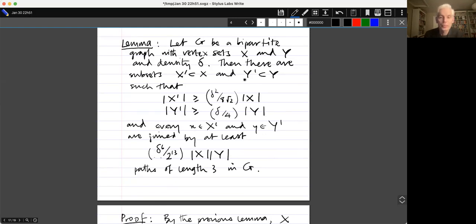Now, as I said before, the main point is that this number here is just a smallish power of delta divided by some constant. This is also, even just linear in delta. And this is, again, a not too large power of delta divided by a constant that's slightly irritatingly large, but it doesn't really matter. So, in qualitative terms, we've got exactly what we want. So we've got a fairly large set x', a fairly large set y', and every x in x' and every y in y' are joined by a large number of paths of length 3.